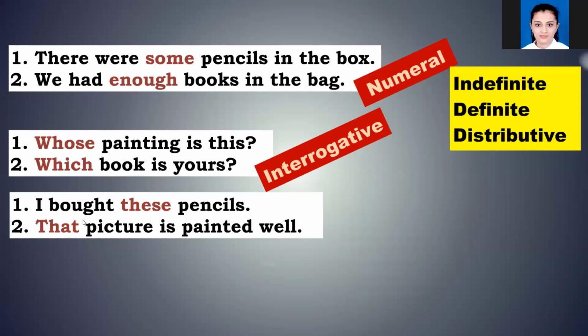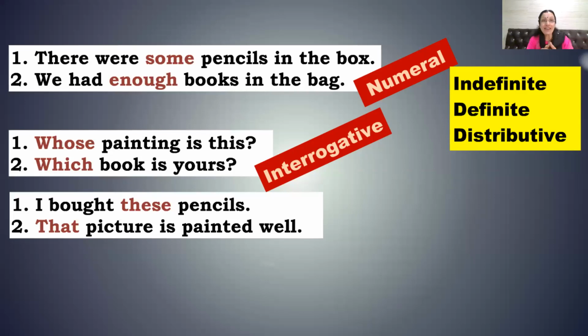I bought these pencils. That picture is painted well. I bought these pencils. So the word these is a demonstrative. Why a demonstrative adjective and not a demonstrative pronoun? Because they point out, and there is a noun following it.